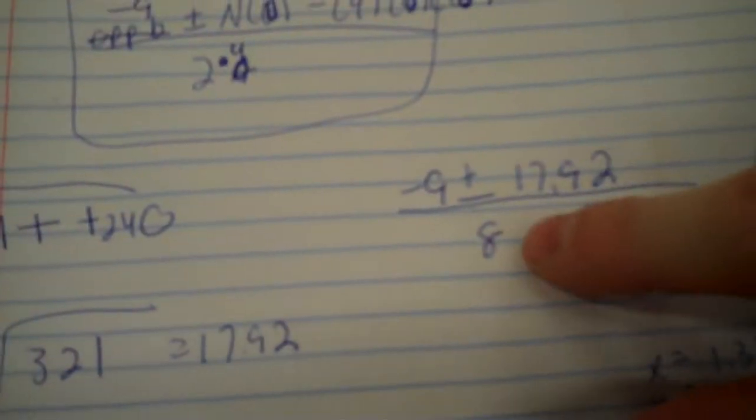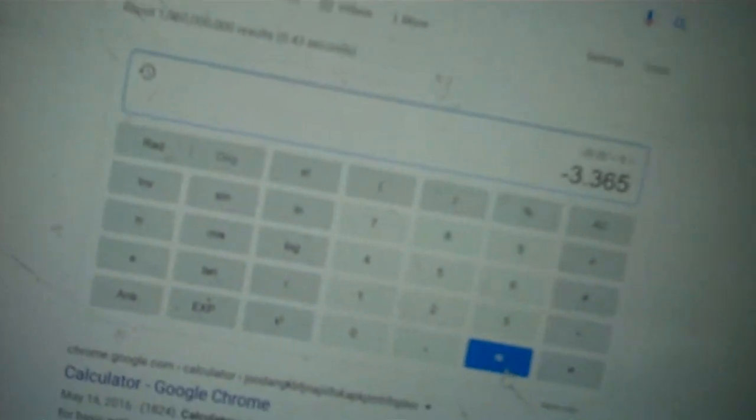And then divide by 8, okay? Negative 3.37. Those are your two answers, 1.37 and negative 3.37. Okay, next example. X to the second power plus 4x minus 15 equals 0.